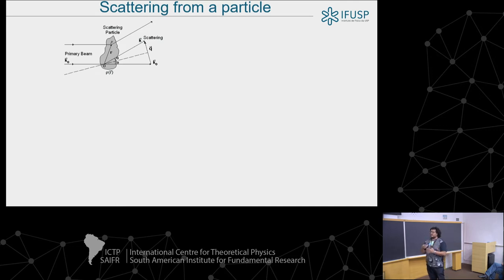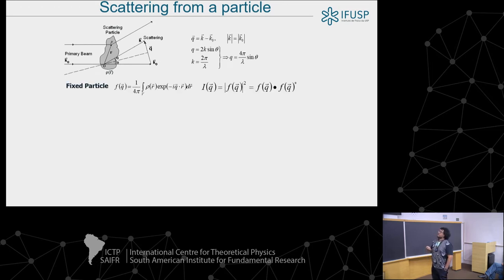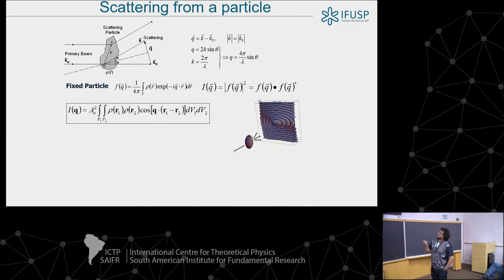So I won't go into all the equations or details, but basically you have your incoming beam. Usually we describe this as a plane wave, and then you have the scattering interaction. And for a fixed particle, when you have fixed particles in your system, if you do the experiment, what you collect is a kind of anisotropic 2D image, which is related to the Fourier transformation of the particle shape.